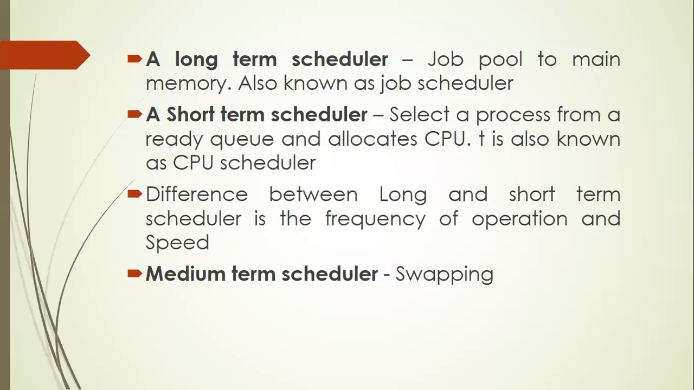So in any CPU scheduling, these three schedulers are very, very important: long-term, short-term, and medium-term. Why is it called short-term? It will get work within a short period of time. A long-term scheduler will get work after a very long time. Only after executing 10 jobs, it will get the next one.